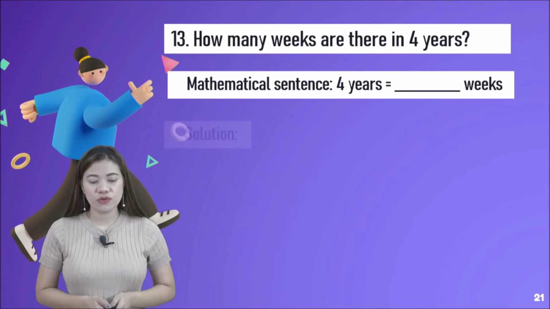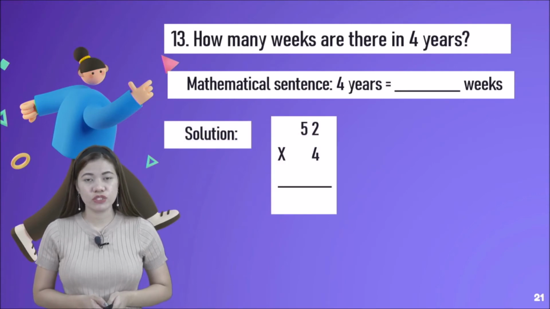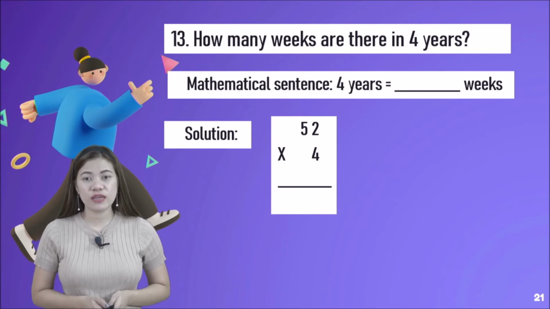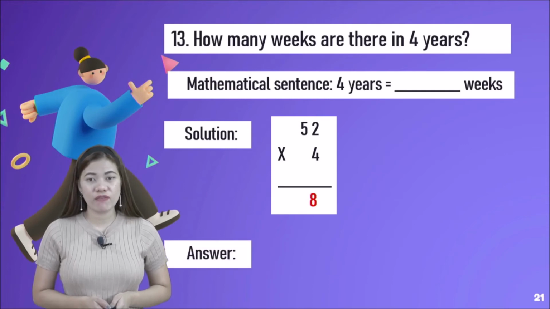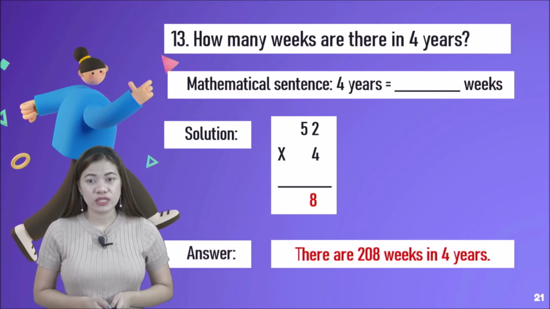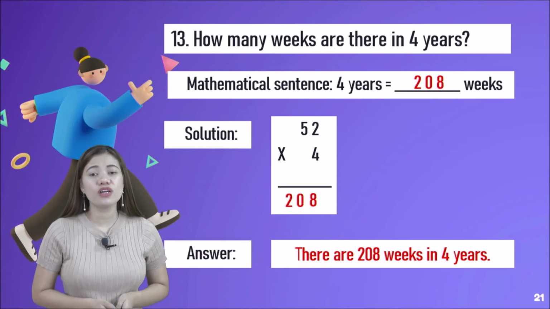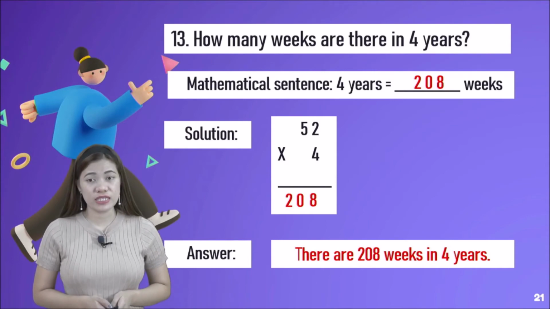Okay? So here is the solution. We will just multiply 52 times 4 to get the weeks. Okay? So 4 times 2 is equal to 8. And 4 times 5 is equal to 20. Okay? Again, kids, our final answer, there are 208 weeks in 4 years.